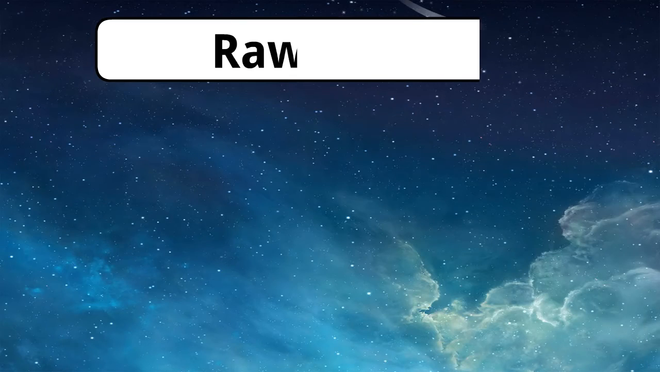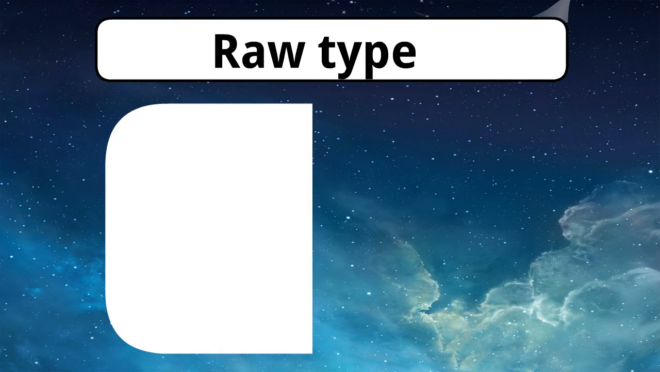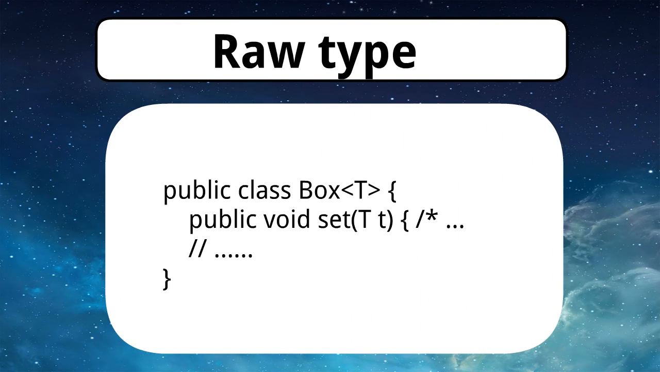Moving on with raw types. A raw type is the name of a generic class or interface without any type argument. For example, given the generic Box class, in the following example, capital T represents the type. And the type parameter is mentioned in angle brackets known as the diamond.